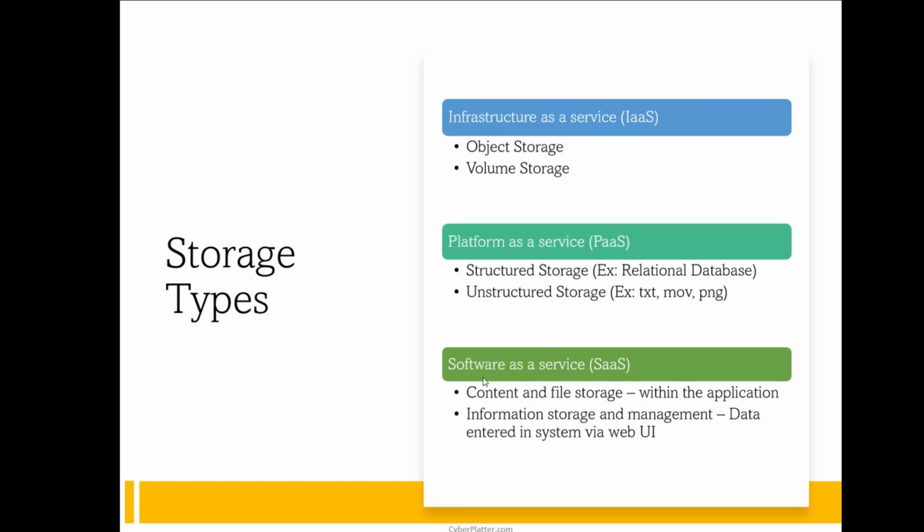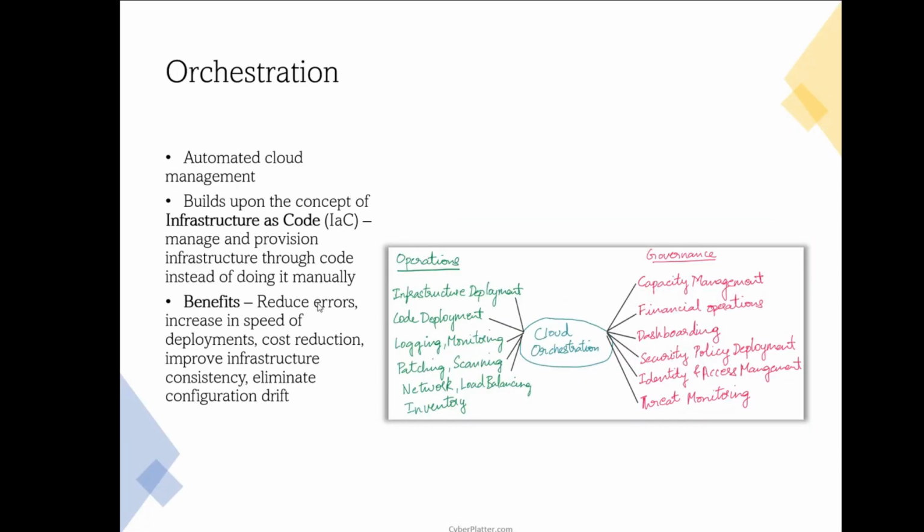In software as a service, you have two types again, that is content and file storage, which is the data that is within the application, and the other one, which is entered into the system via web UI, that is information storage and management. Okay, the next one is orchestration.